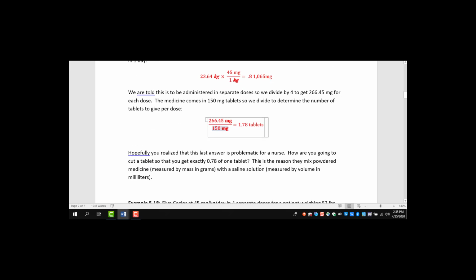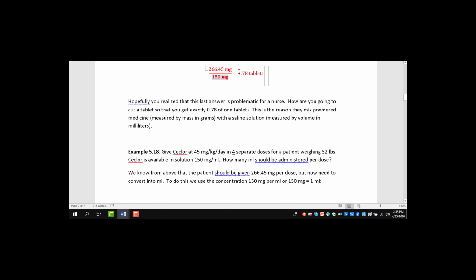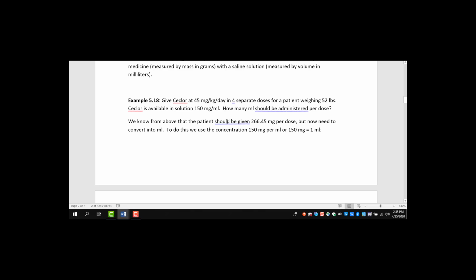Now hopefully you realize that this last answer, 1.78 tablets, is problematic for a nurse. How are you going to cut a tablet to exactly get 0.78 of 1 tablet? This is the reason they mix powdered medicine, measured in mass, measured in grams by weight, with a saline solution, measured in volume. This is what I was talking about before. Weight per volume. So they're going to make a solution so they can get a more accurate dosing. And we'll start here in the next slide.